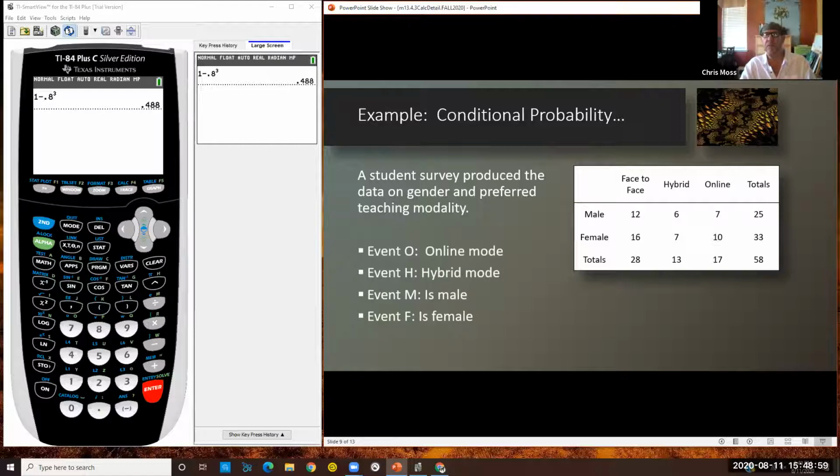And I'm going to define some events. Event O will be the event the student prefers an online mode of teaching. The event H, the student will prefer the hybrid mode. Event M, we've got a male student. And event F, the student is female. So let's take a look at these questions and see how the intuitive approach works.